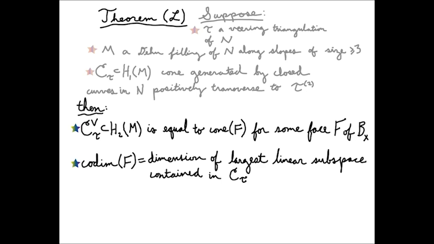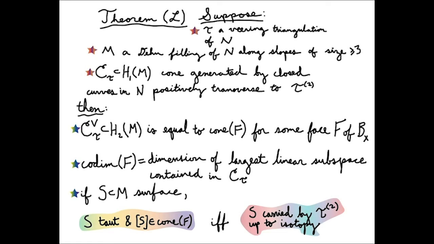And the codimension of F is the dimension of the largest linear subspace contained in this cone, C sub tau. So this is basically just linear algebra. The more interesting fact is that it's actually equal to a cone over the face. And the last point was the most difficult. This is that if you have some surface S in my manifold, S is taut and in the correct homology cone if and only if it can actually be isotoped to be carried by the 2-skeleton.